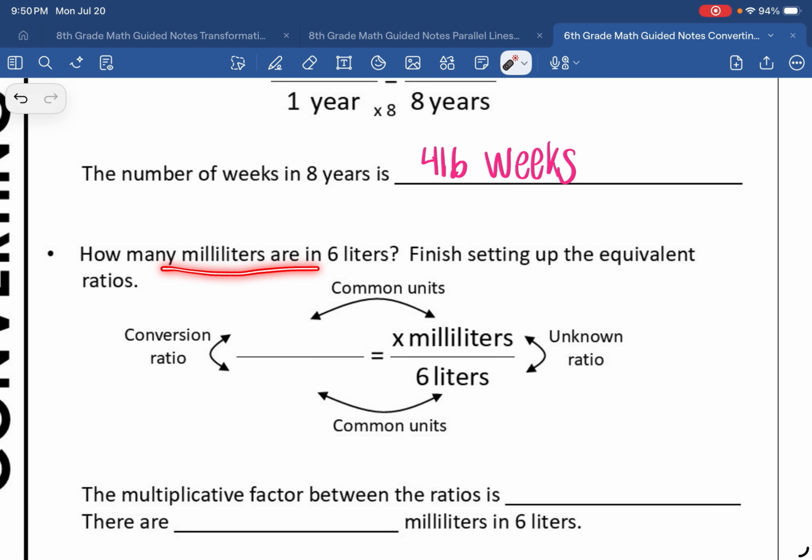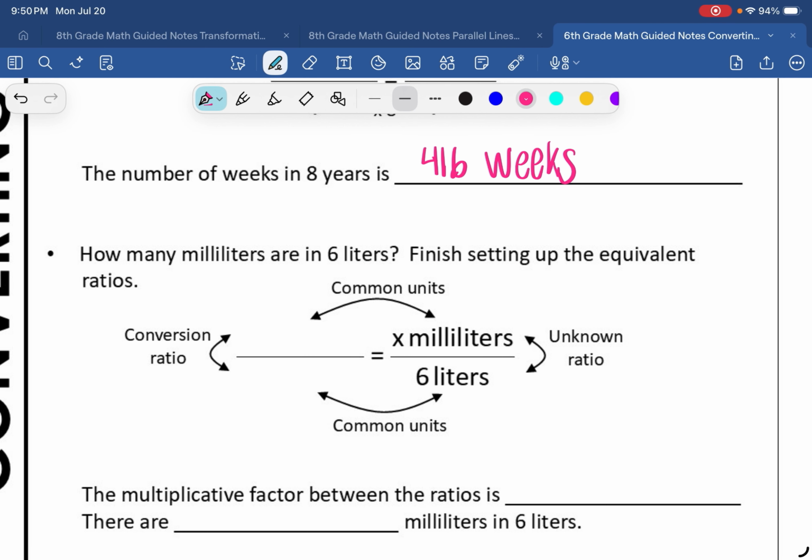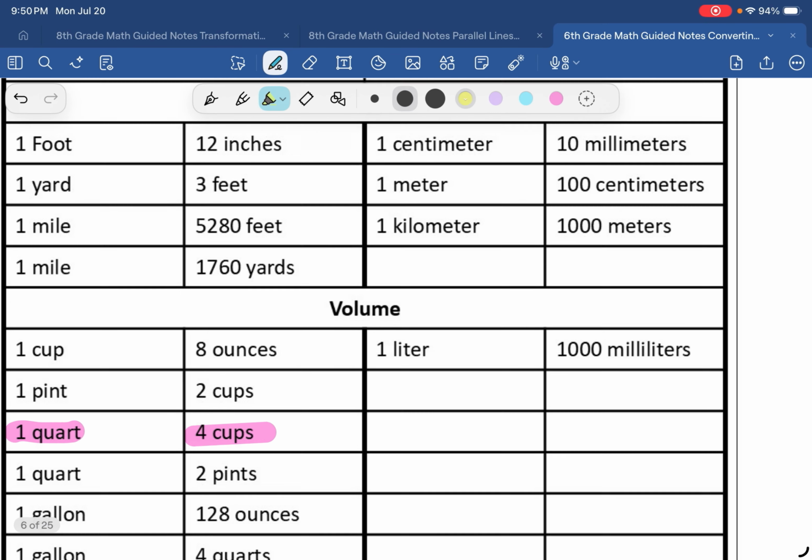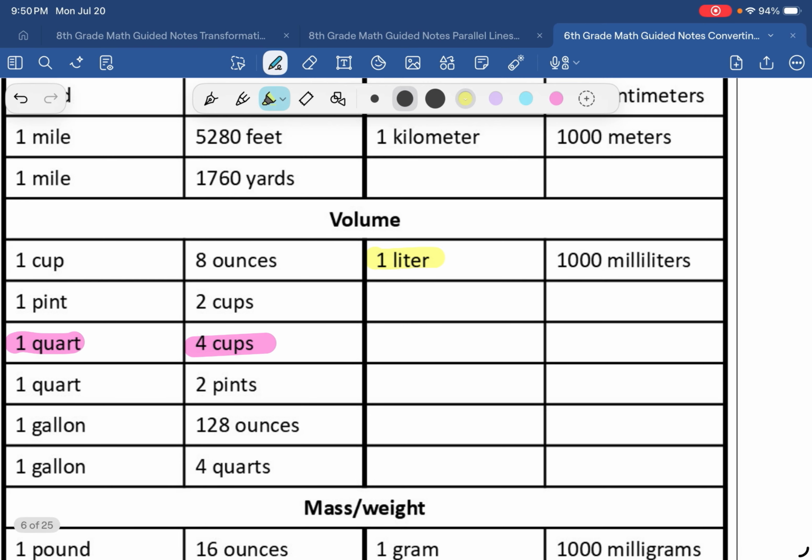How many milliliters are in 6 liters? Finish setting up the equivalent ratios. So here my units that I'm converting are milliliters and liters. So let's go back to my conversion chart. I'm looking for milliliters and liters, and that's right here. 1 liter is 1,000 milliliters.